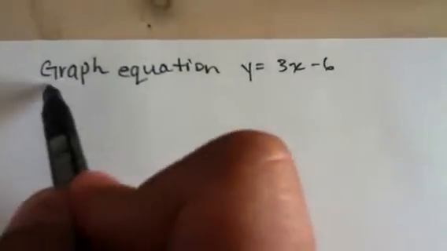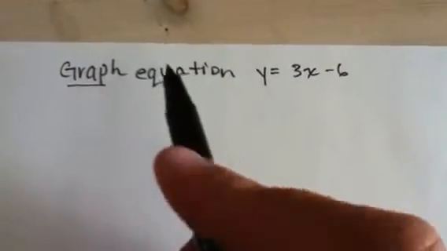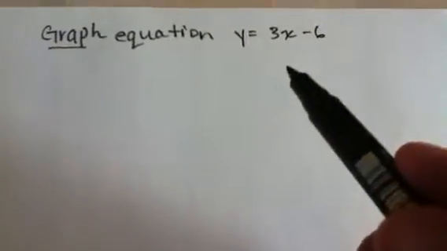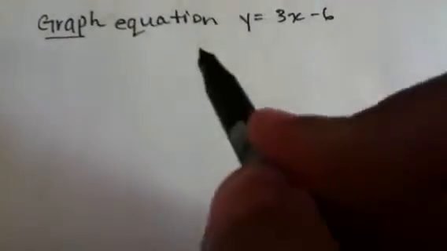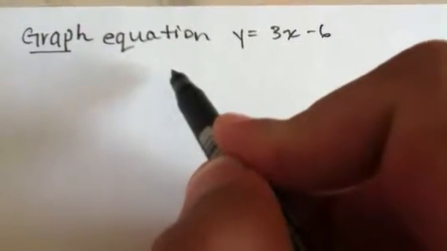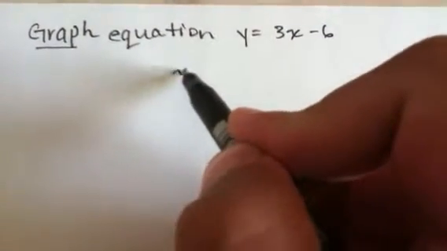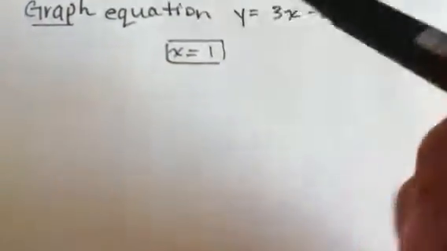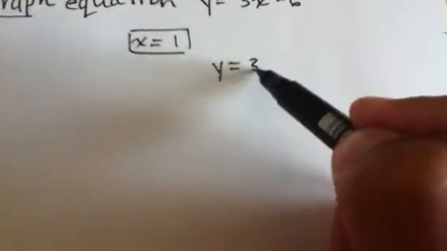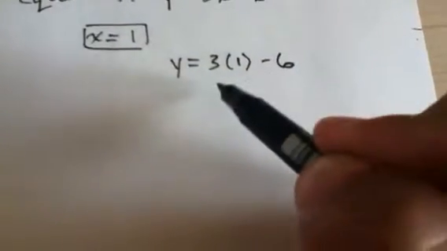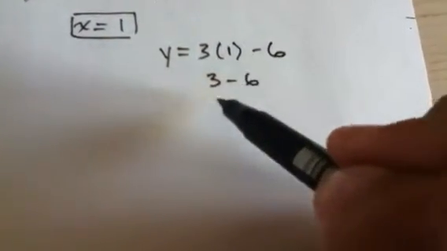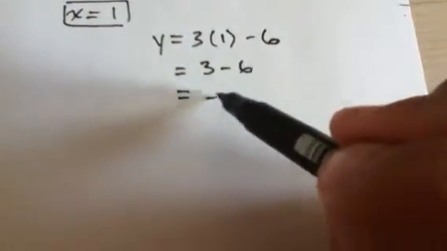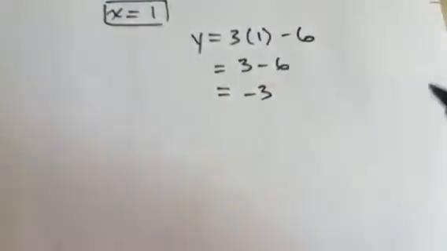When we're asked to graph the equation y equals 3x minus 6, there are certain steps you have to take to do this. You start by substituting x for any number. So let's use 1. Substitute x for 1, and you have your first set of numbers.